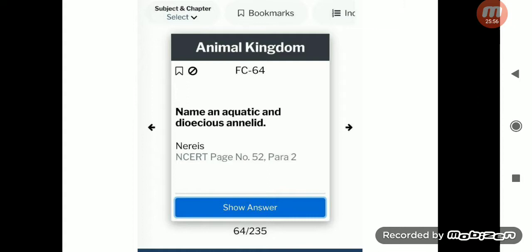Name an aquatic and dioecious annelid: nereids.